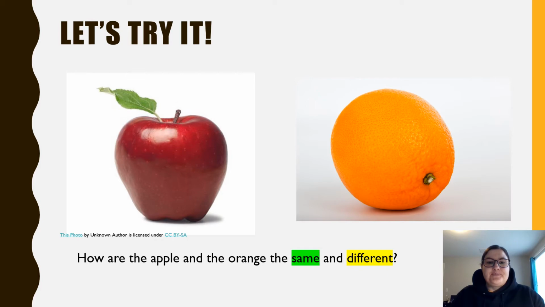So let's try it. Here I have a picture of an apple and a picture of an orange. Now, how are the apple and the orange the same and different? So how are they the same and how are they different? Let's take a couple of seconds here for you to think about what you could say is the same and what is different. All right. Let's see if you have any of the same answers that I have.